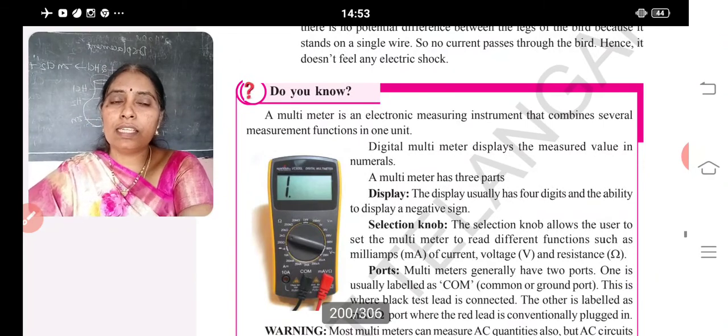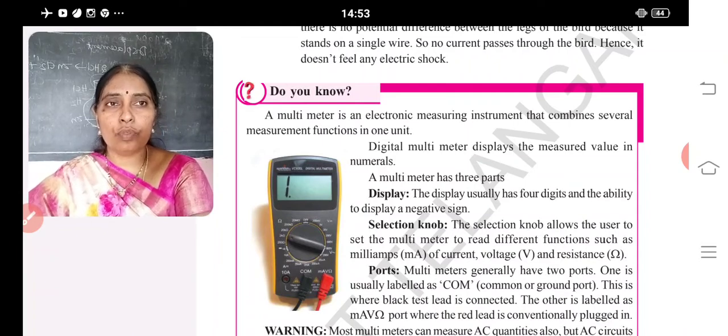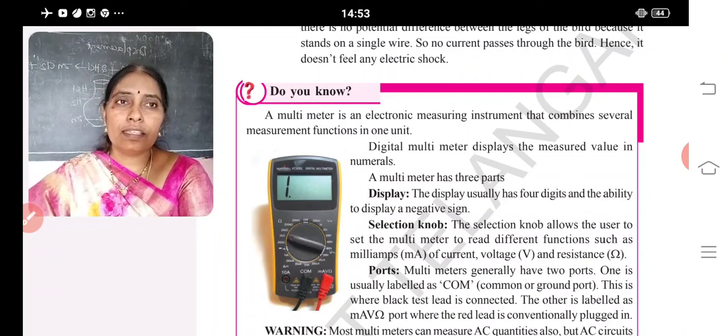Do you know this is a digital ammeter, and the digital meters we had before, we used them to measure current in ammeters and potential difference in voltmeters. Now we have the multimeter, many uses in one device. That is a multimeter. A multimeter has three parts: display, selection knob, ports.